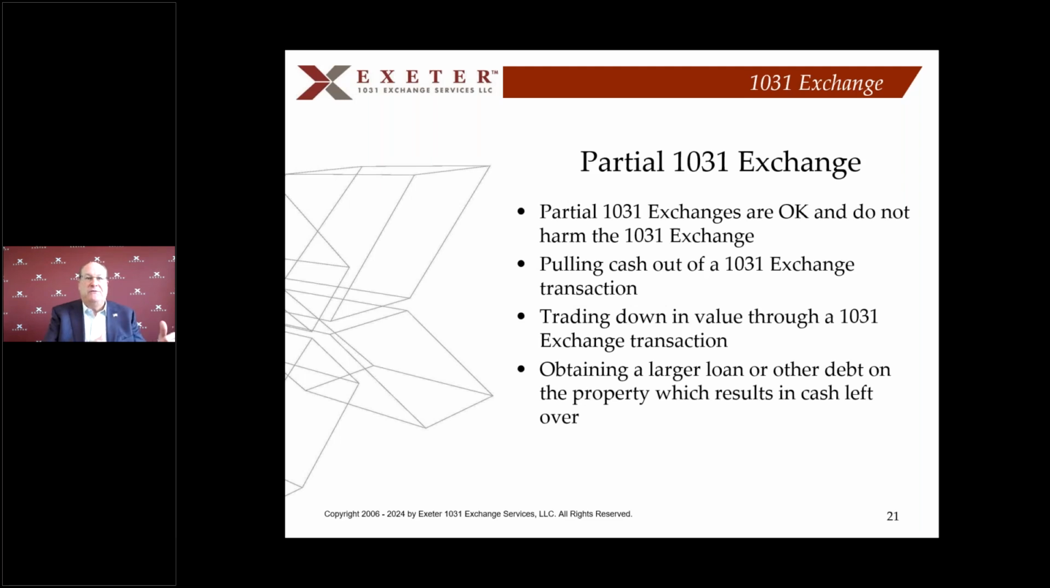So maybe you sell for $1 million and you reinvest at $800,000. You've traded down by $200,000. That's taxable. But the rest of your exchange is okay. It doesn't hurt the 1031 exchange. It just means you're going to pay tax on what's not reinvested. So you'll pay tax on the $200,000. They do not prorate your cost basis. So that $200,000 is going to be 100% taxable.